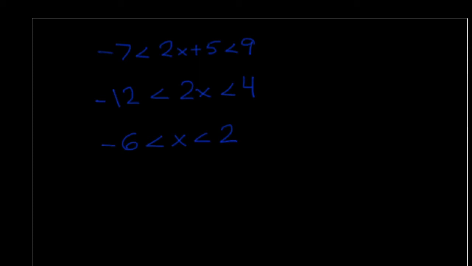Here, a common trap for students is to take the negative 12 less than 2x, and flip the inequality to become negative 6 greater than x. This is wrong. We only change the inequality when we're dividing or multiplying by a negative. Here we're dividing by 2. 2 is positive, so we don't change the sign. We leave it alone.